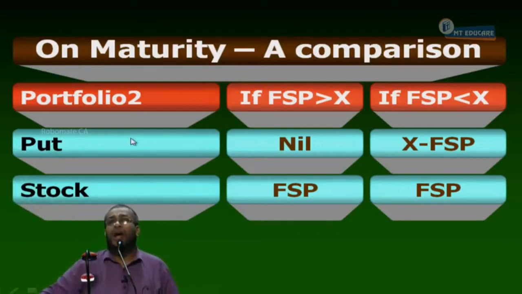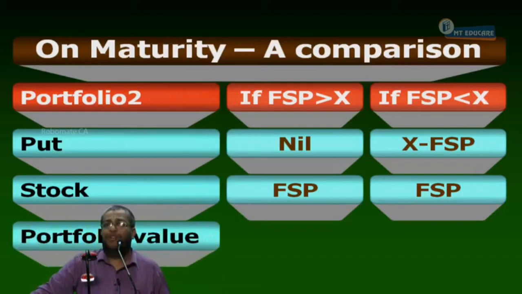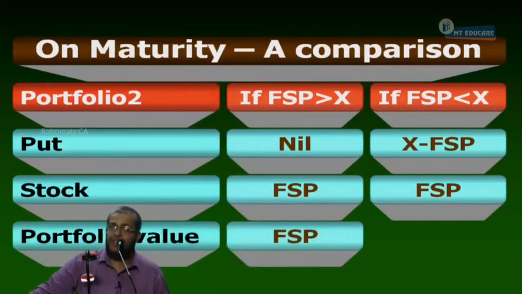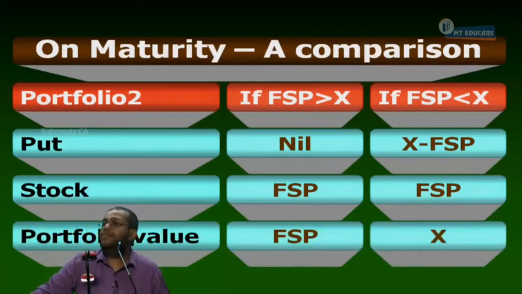Now, I am holding a put and a share. Tell me, what is the portfolio value? Nil plus FSP. FSP, X minus FSP gives you what? X. Everybody is on board? Now, this is very simple.